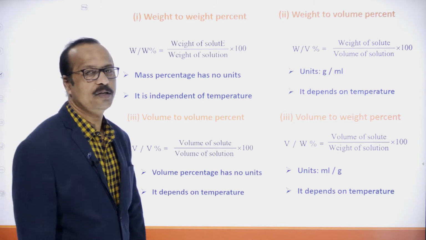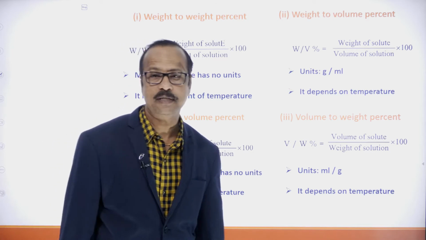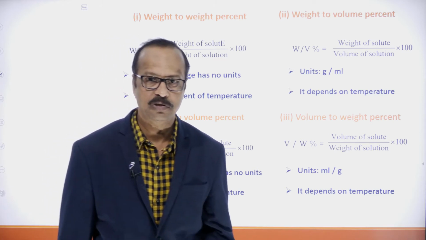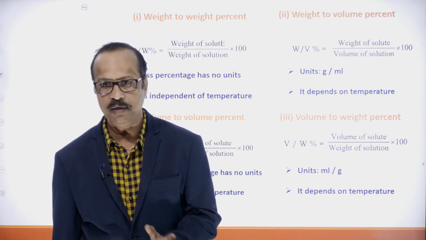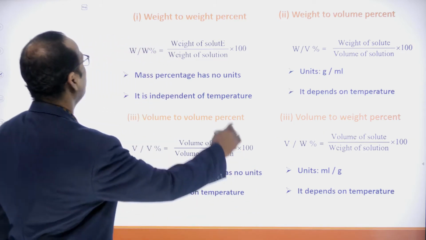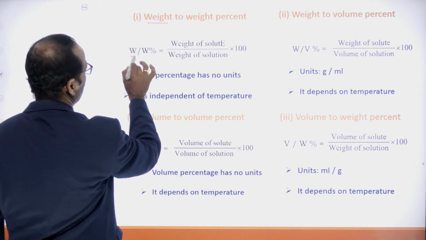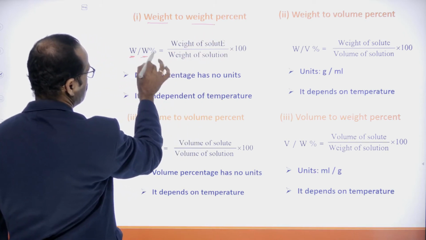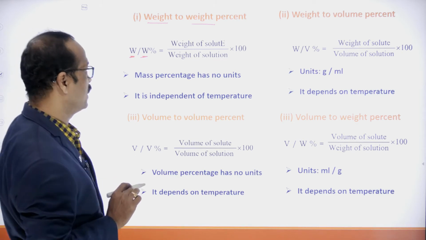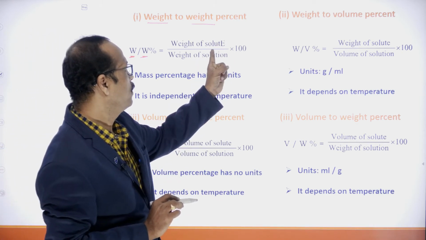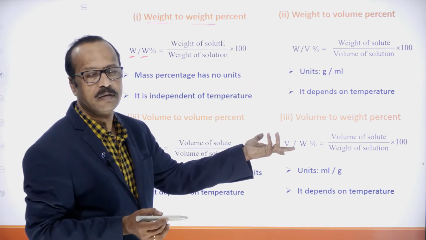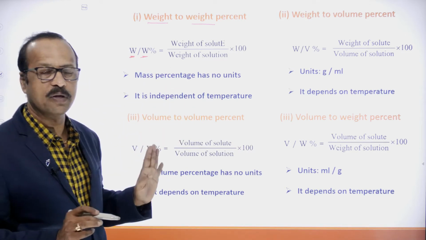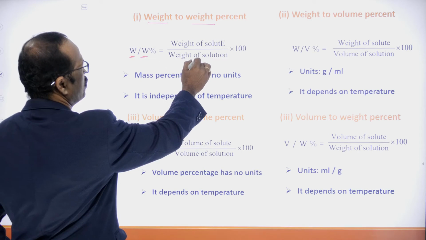So now see weight to weight percentage. Weight to weight percentage means what? Two weights are there. Solute is expressed in weight, solution is also expressed in weight. Then that is called weight to weight percentage. Weight of solute and weight of solution. The formula is weight of solute by weight of solution into 100. Very simple. All formulas are similar. If you know one formula, you'll write everything very easily.